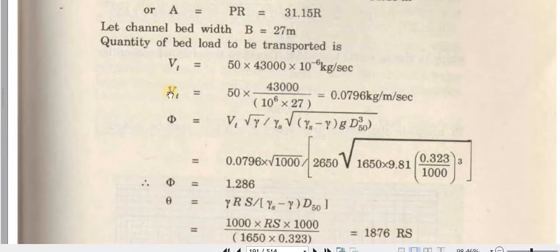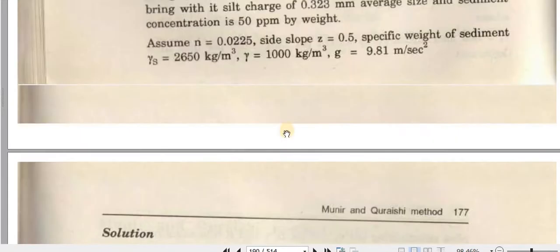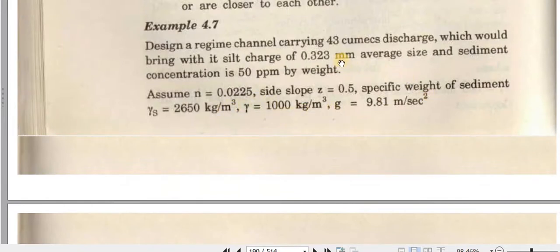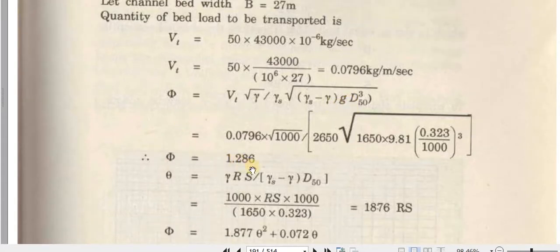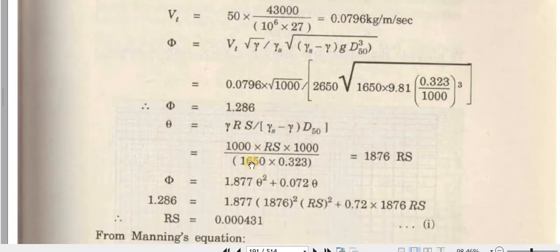That is volumetric transport rate. Now put Vt into this function, bed load function. We have gamma 1000, gamma s 2650, and all the other values. D50 we have, G 9.81. It is 0.323 millimeter. We have to enter it in meter, divided by 1000. It came because it is average size, D50 representative size. It is 1.286.